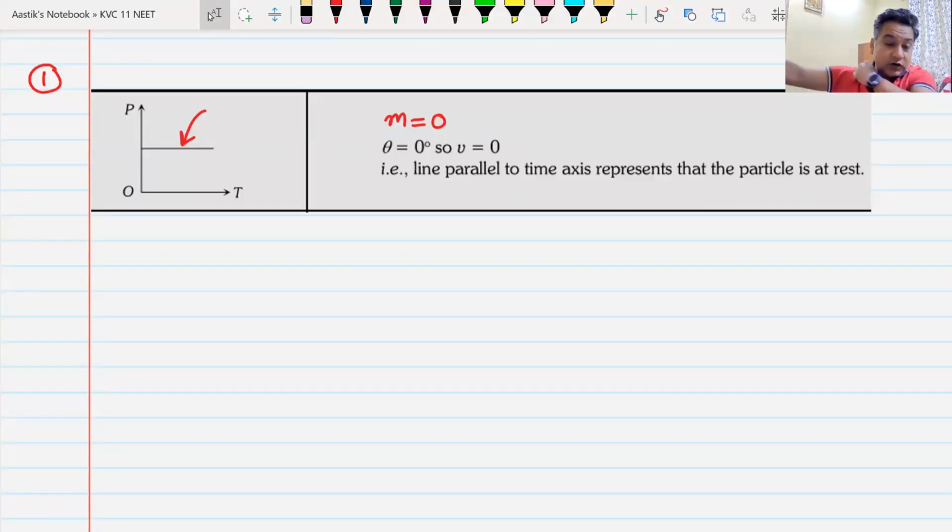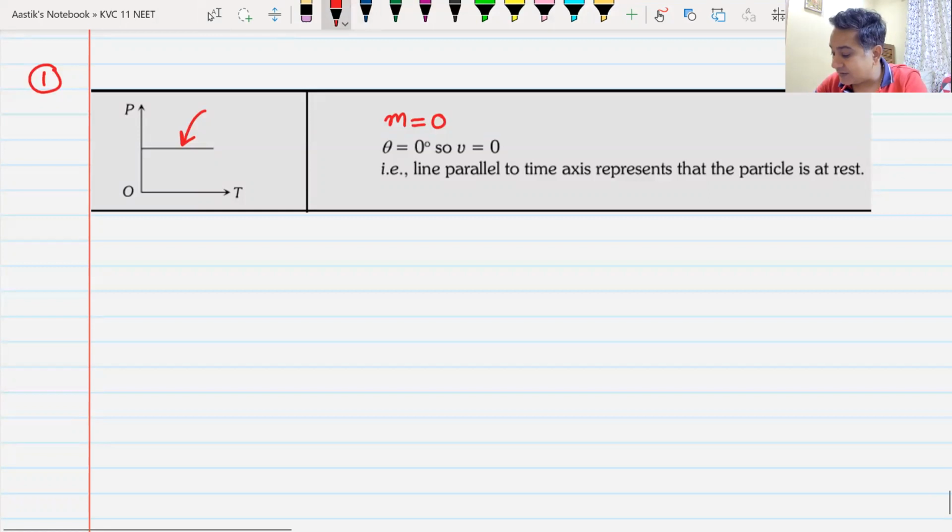So, what does the slope of position time graph give us? Let's be more active. What does the slope of position time graph give us, beta? Velocity. Okay. Pakka na? Pakka, sir. Okay. Here the slope is 0. The line is parallel to x-axis. So the velocity is 0. And that is why this is written as velocity 0. The particle does not move. So this particle will be particle at rest.